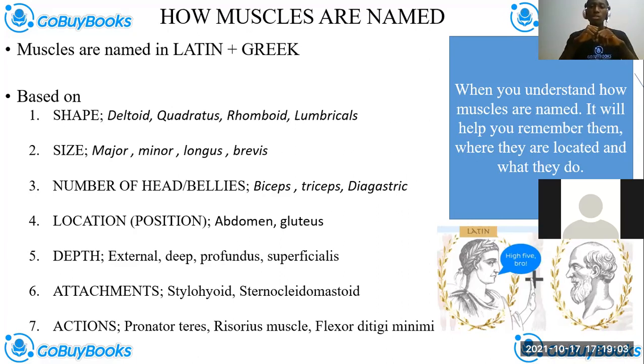Then muscles are also named based on their size. Is the muscle big? Is it small? Then also the number of heads or bellies they have, their location, their depth, their attachments, and their actions. But don't worry, we will go into each of these things in detail.